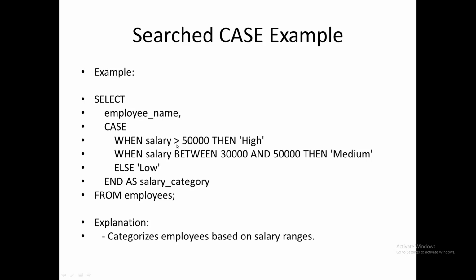If salary is greater than 50,000, then it should be High, then Medium, like this is the categorization. So what is it actually doing here? It is doing a categorization based on salary, and this is very simple, right? So if you want to find out the salary category from the table based on the condition, this is how you need to write it.